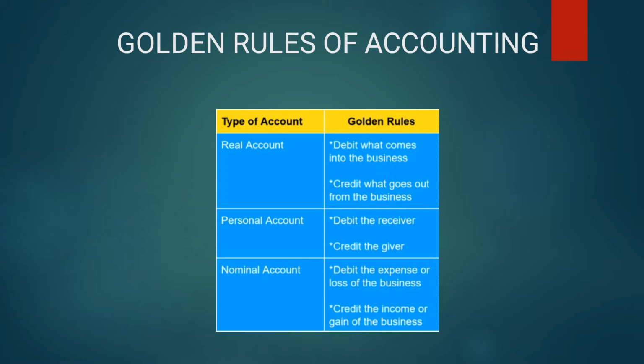Real account: debit what comes into the business, credit what goes out from the business. Personal account: debit the receiver, credit the giver. Nominal account: debit the expenses or losses of the business, credit the income or gains of the business.